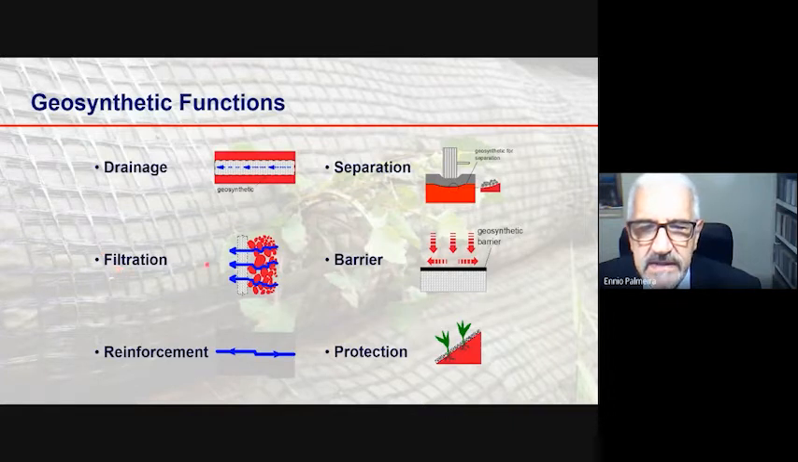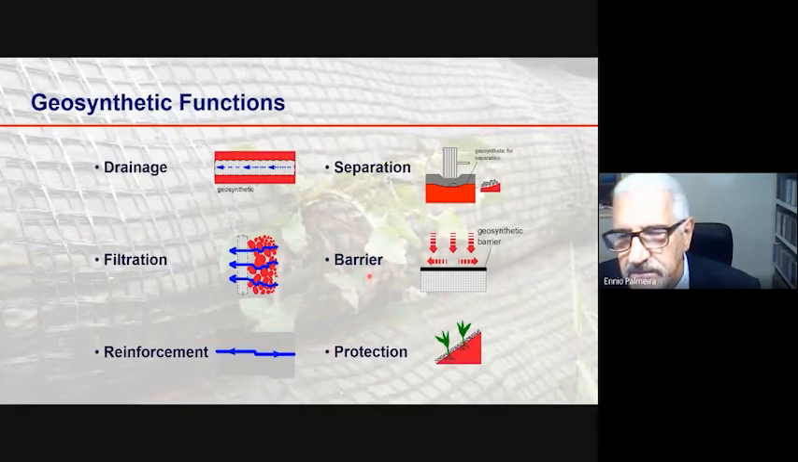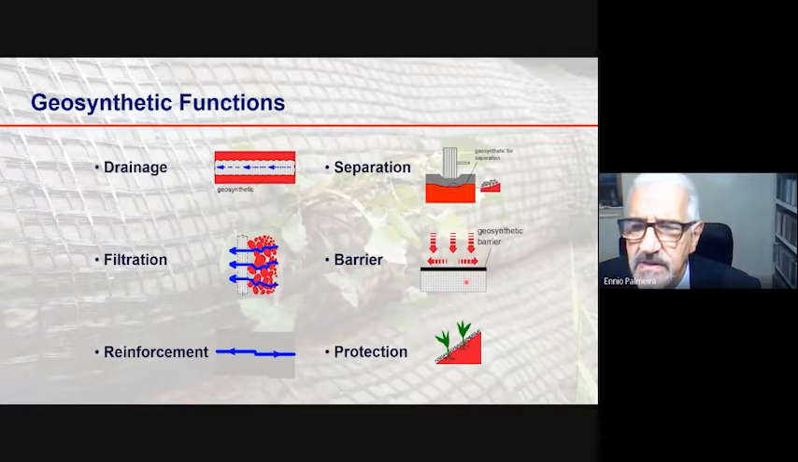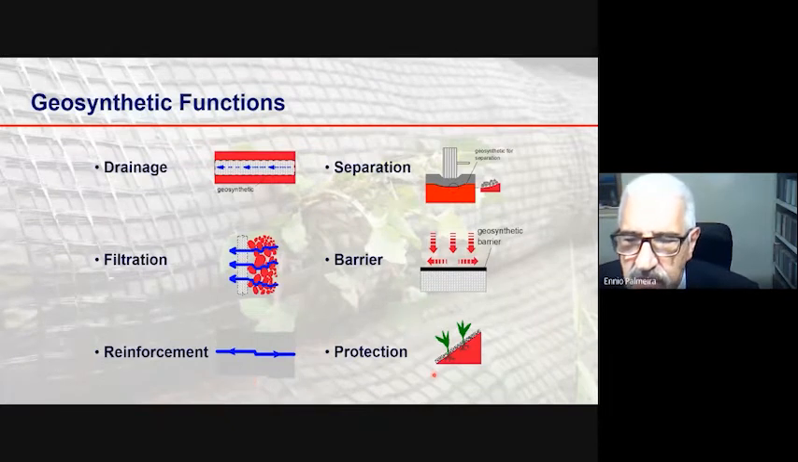It can also function as a filter when we want the liquids to pass through the geotextile but want to retain the soil particles. It can also be used as a barrier in the case of geomembranes, for instance, when we want to prevent the contamination of the foundation soil by some pollutant liquid. It can also be used as a reinforcement to reinforce a soil mass to increase its strength and decrease its compressibility, and also to protect the soil, for instance, in erosion protection works.